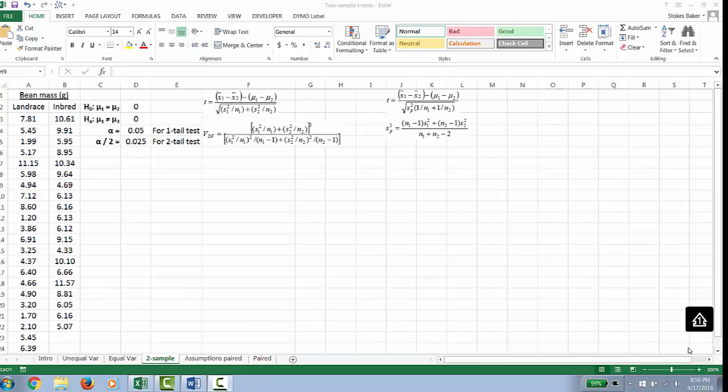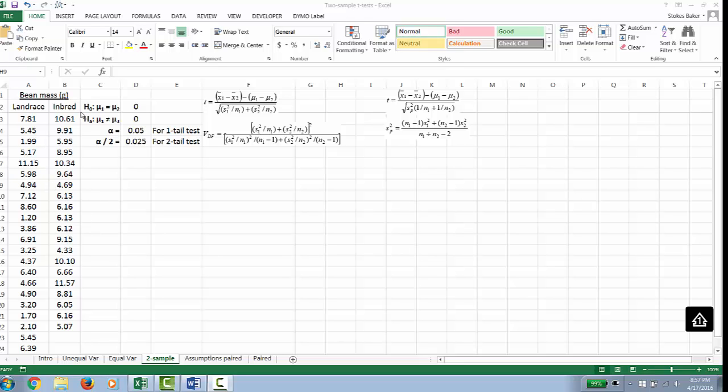In this example, I'm looking at two different varieties of beans. One's an old-fashioned landrace, and the other one is a modern inbred variety. And one could ask the reasonable question: do the two types of beans produce equal mass of seed? So we have our seed masses in grams.